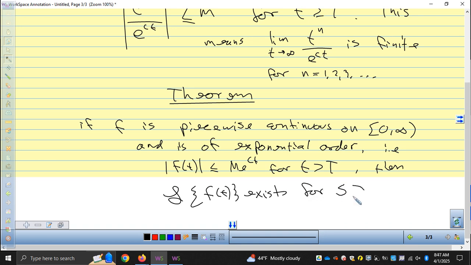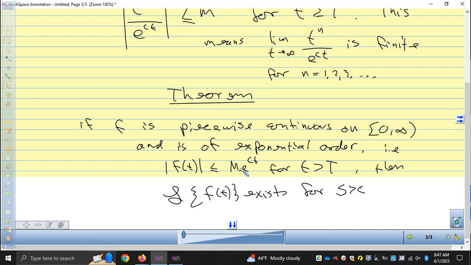For s greater than c, and that c refers to this c. When we talk about the Laplace transform, we talk about this value of c in our exponential order definition. We often say, when we're talking about Laplace transforms and various properties of Laplace transform, for s greater than c, it's referring to the c in our definition of the exponential order for the function. So basically, piecewise continuous and a well-behaved function, we're going to have Laplace transforms.